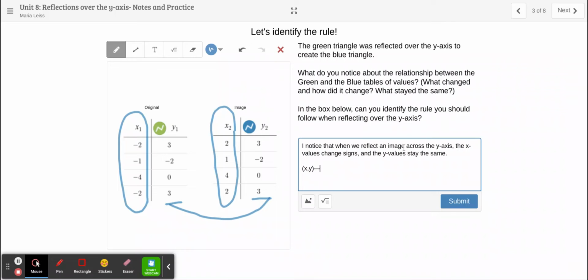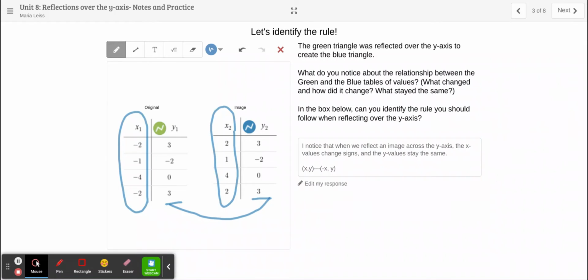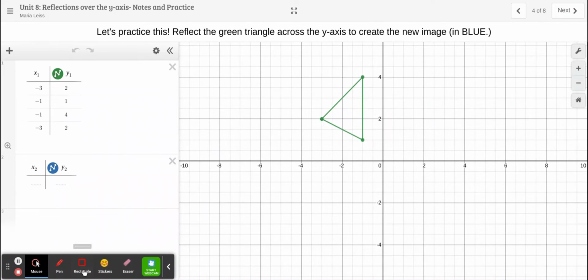Now let's write an actual algebraic rule. So if I follow these words, the x values change sign, what's going to happen to my positive x? Well, it's going to become a negative x. And then the y values stay the same. So my positive y is going to stay a positive y. So get this copied onto slide 3, hit submit, and let's go over to slide 4.